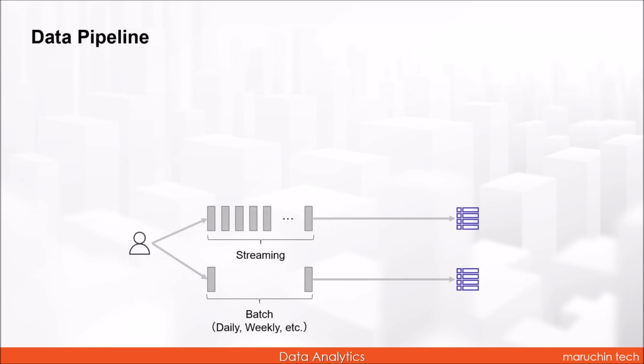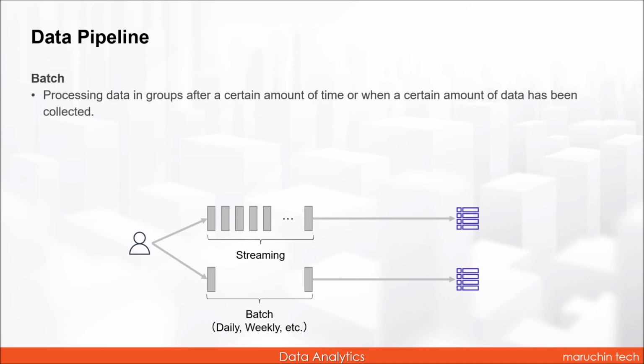Another way to classify data is by how and when it's collected. Batch processing means collecting, storing, and processing data in a group after a certain amount of time, or when a certain amount of data has been collected. The data is collected over time and then processed in batches.